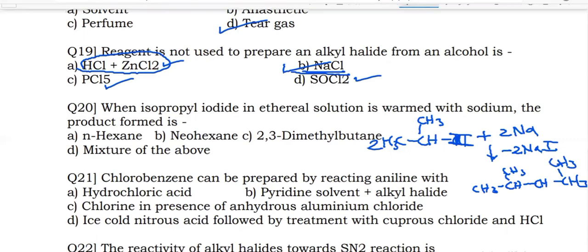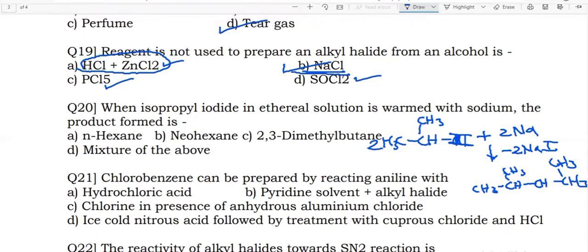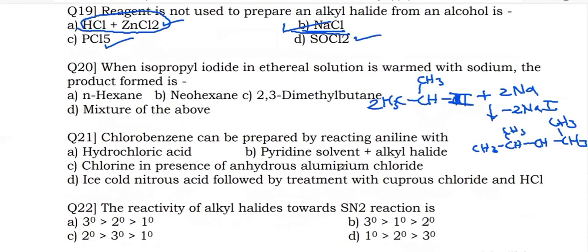And what's the name of this product? The name for this product is... CH3, CH, CH3, CH, CH3. So the name for this product will be 2,3-dimethylbutane. Option C is correct.